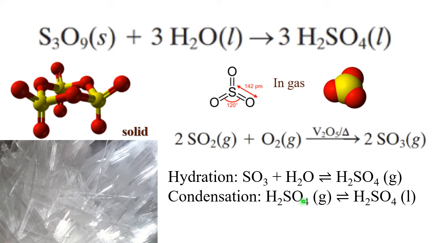This is in gas phase. So when you condense it, you can make liquid. When you take SO3 and crystallize it at low temperature, it makes beautiful colorless crystals that have a trimeric structure, S3O9, like this. This molecule does not exist in gas phase.